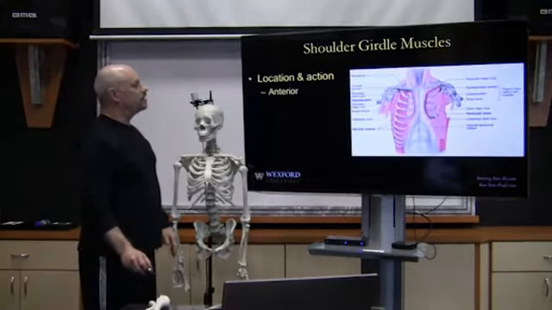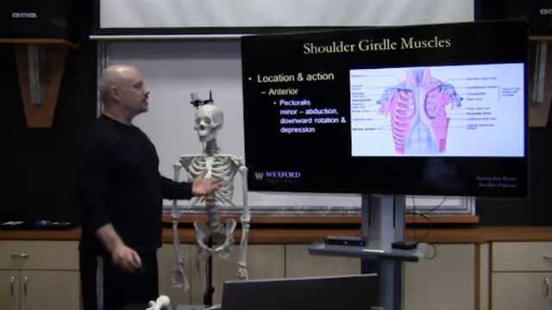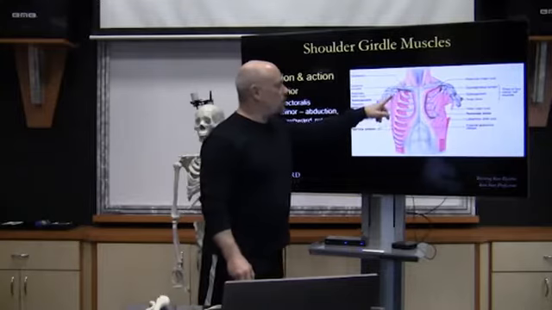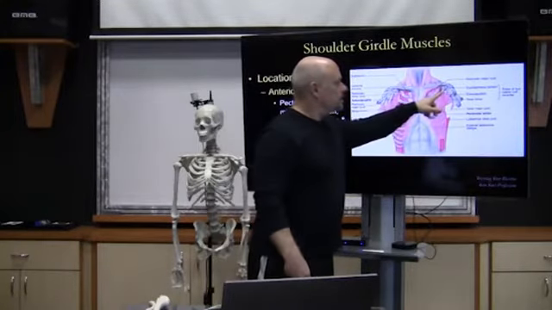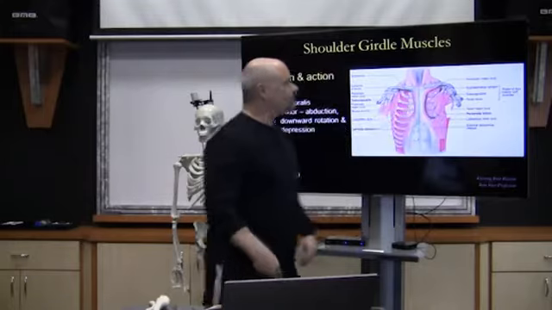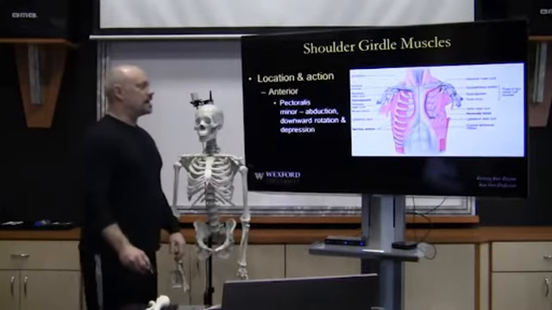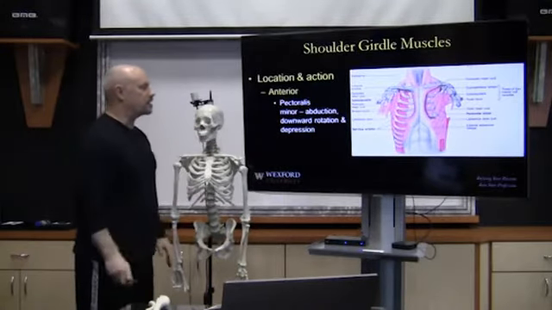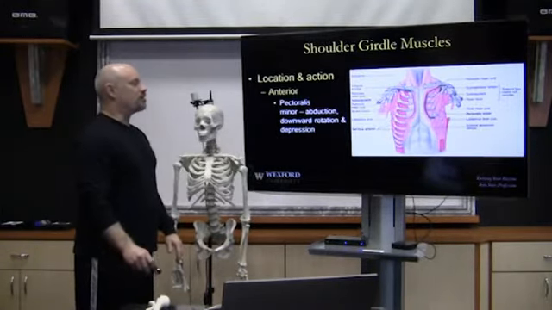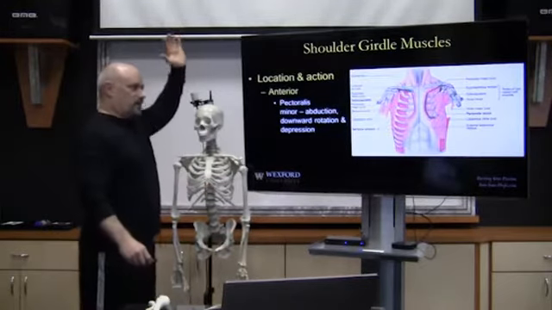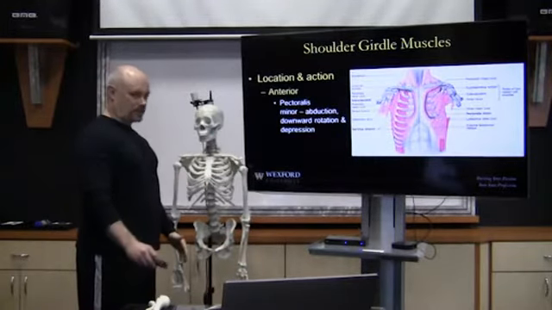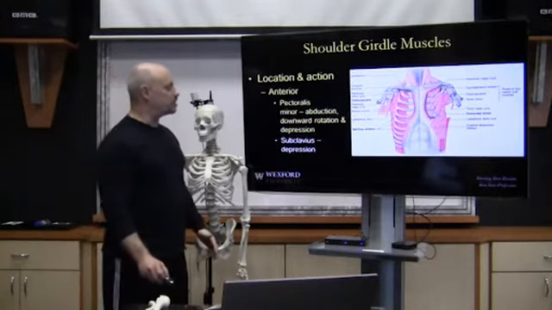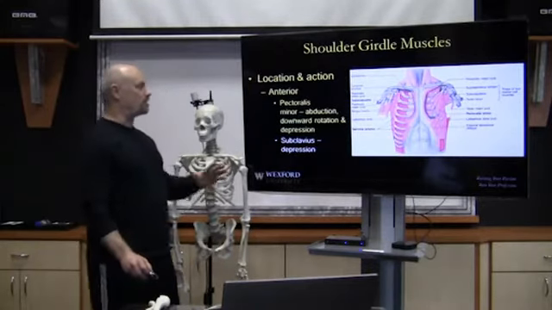Next, we have the anterior side, which has the pectoralis minor. Once again, it's attached to the coracoid process and attaches to the rib cage. It causes abduction, meaning the shoulder blades protract, and downward rotation. When the shoulder blades are up here, it causes downward rotation. It also causes depression of the shoulder blade as well. Then underneath that is the subclavius, which causes nothing more than depression.